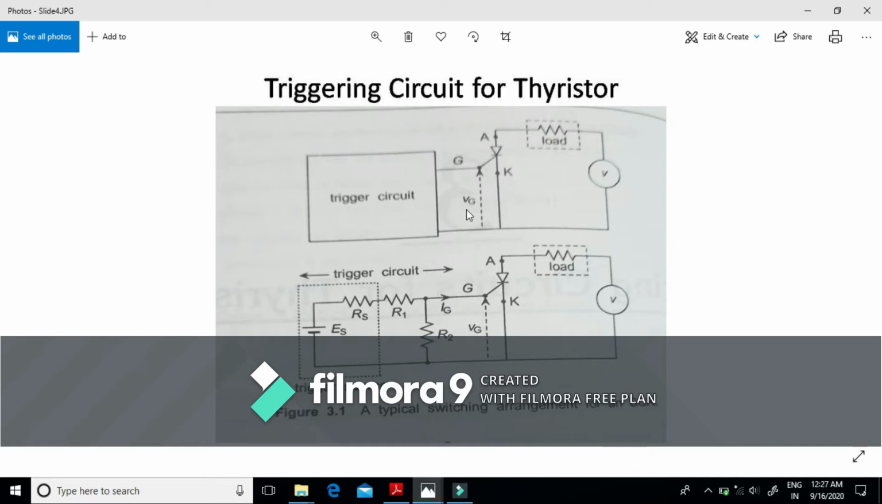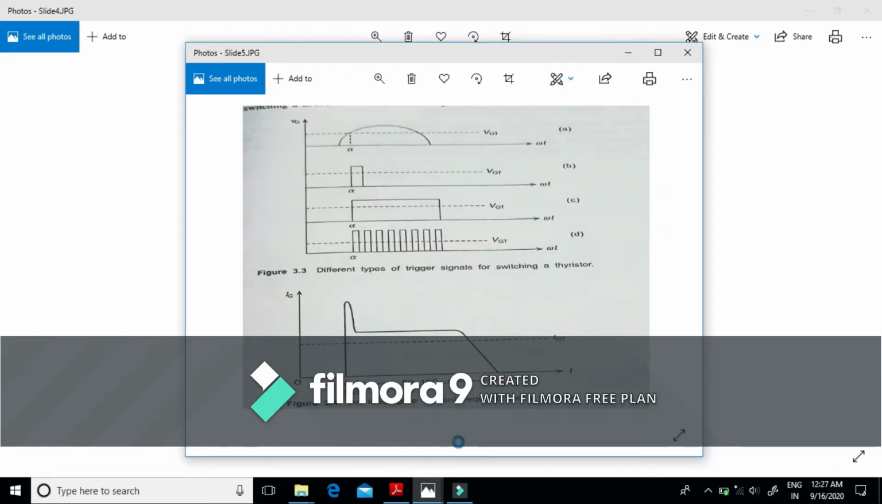For ideal switching, we should have adequate amplitude of current of short duration and short rise time for turning on of SCR. Or we can say the thyristors can be turned on by a slow rising rectified signal, by a sharp single pulse, by a constant magnitude DC signal, or by a train of high frequency pulses.